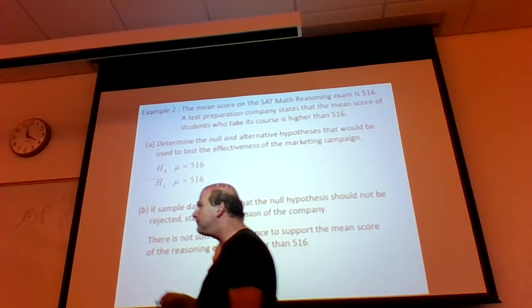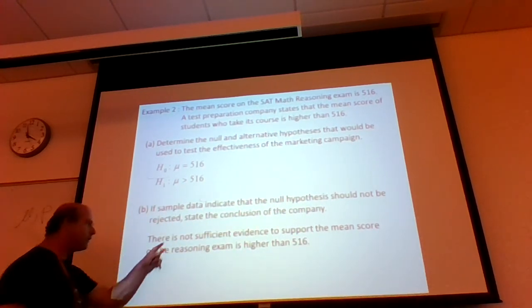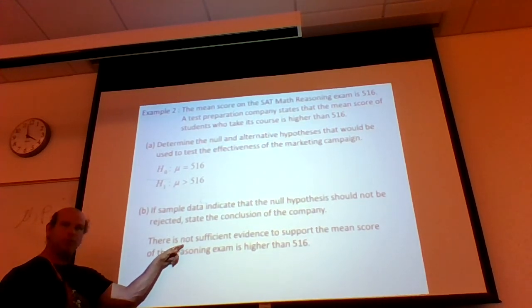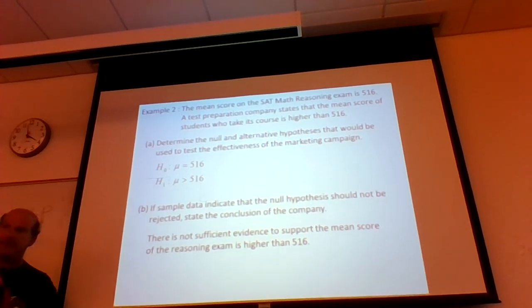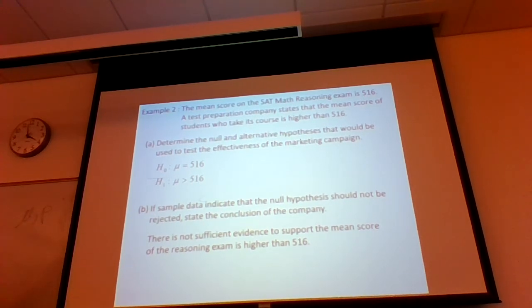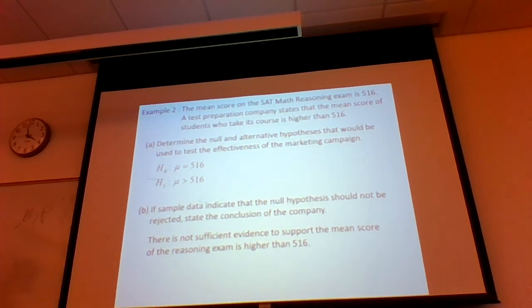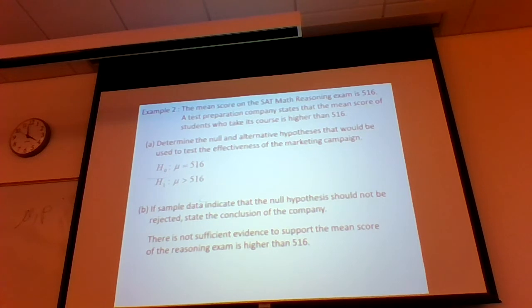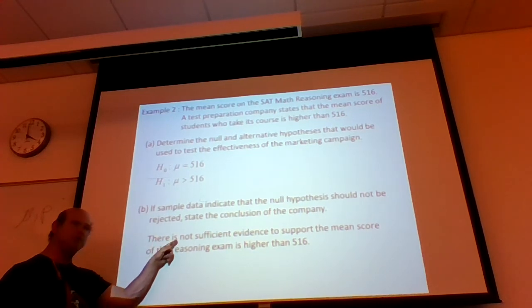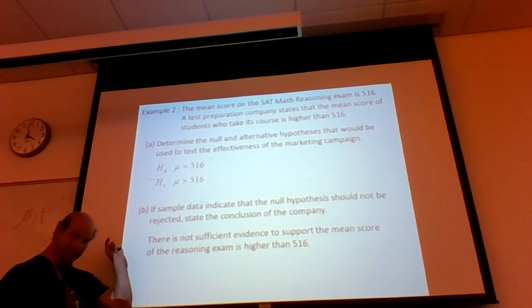When you're rejecting the null hypothesis, you remove the word not. When you're not rejecting, you include the word not. So let me say that again. When you reject the null hypothesis, you exclude the word not. But when you don't reject the null hypothesis, you include the word not. When you reject it, you say there is sufficient evidence. You omit the word not. But when you don't, you include the word not. See what I'm saying?